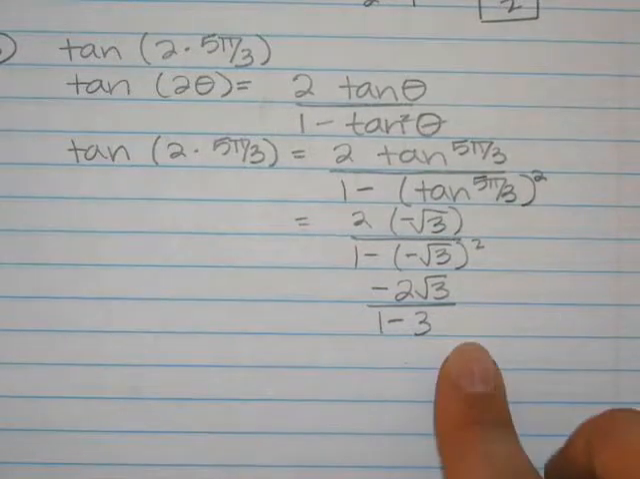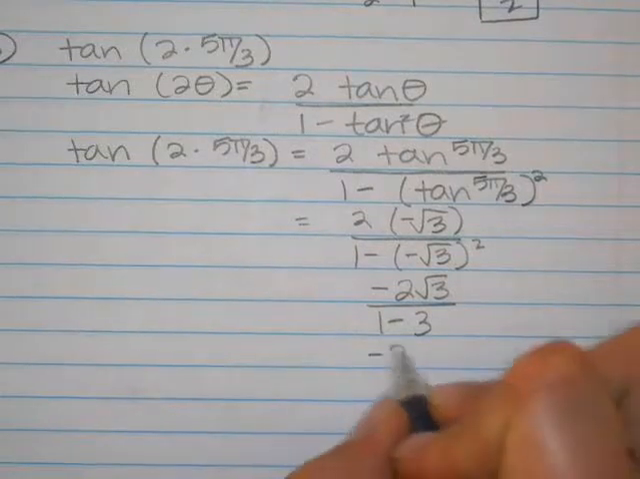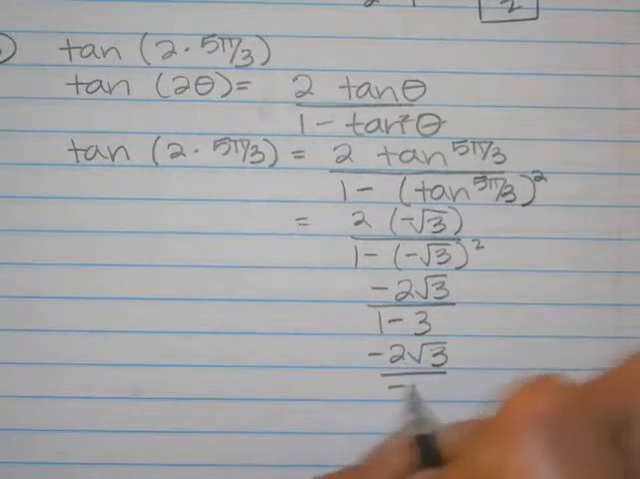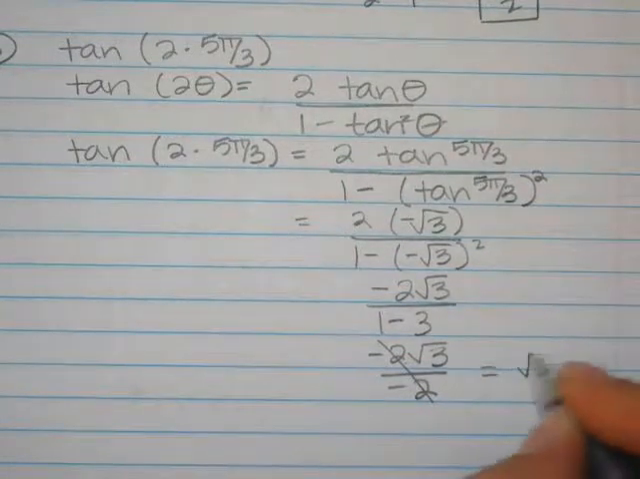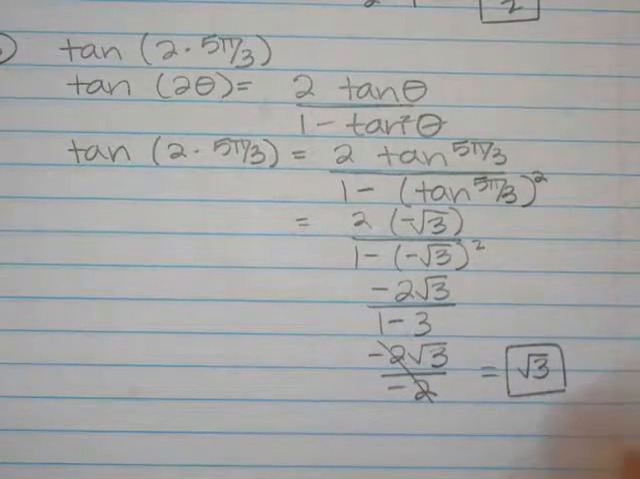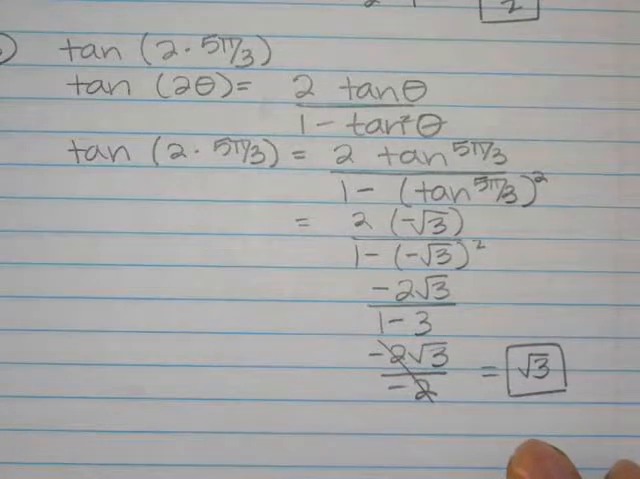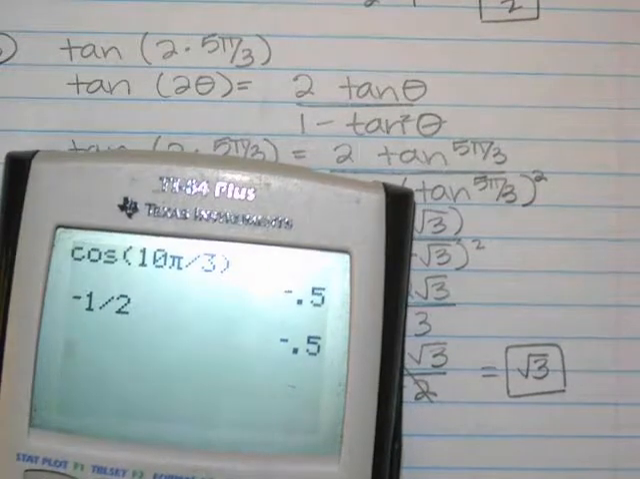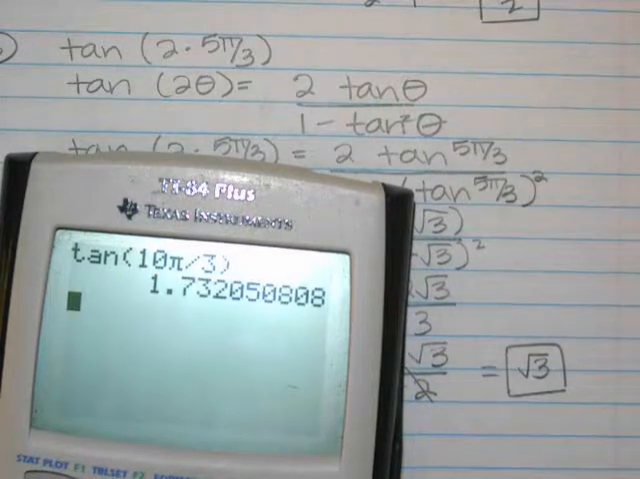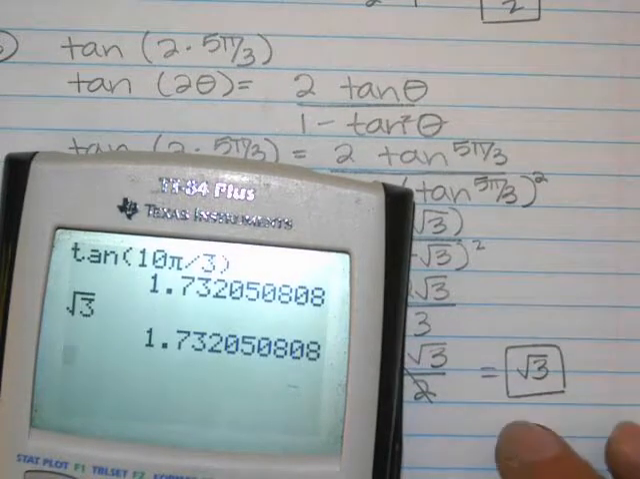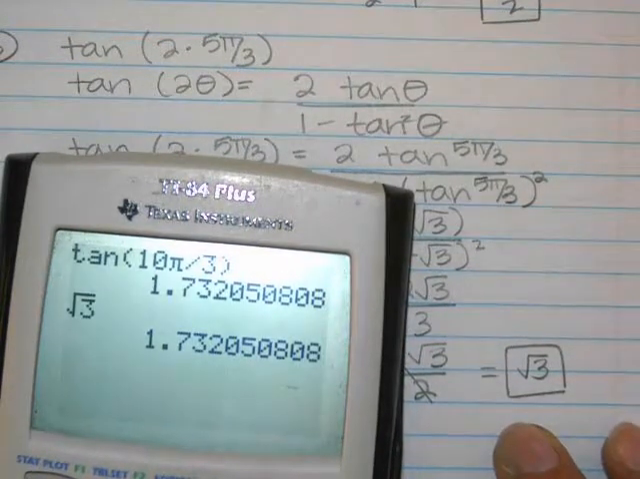So 1 minus 3 is negative 2. So we have negative 2 square root 3 over negative 2. The negative 2's cancel, and we just get square root 3. Okay? And then we can go ahead and double check that we got it right by doing tan of 10 pi thirds and checking the square root of 3. And our decimals match, so we're good.